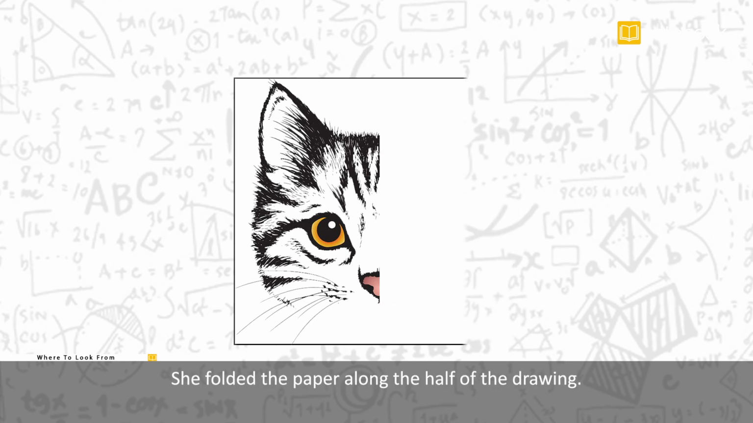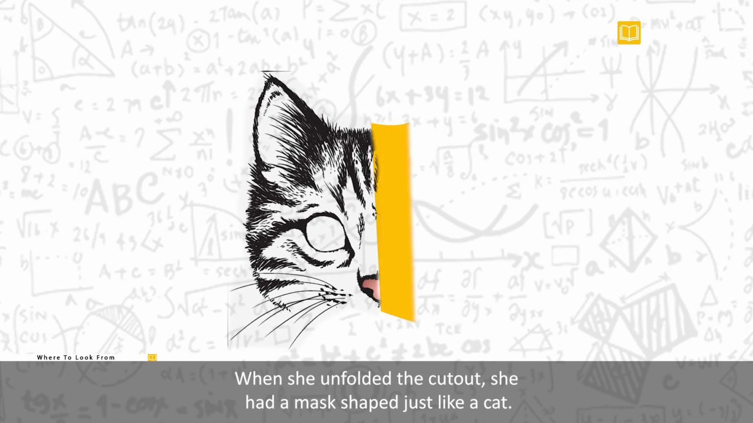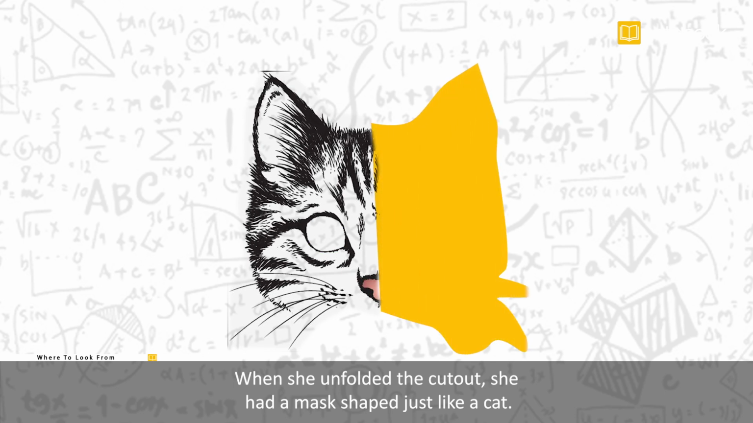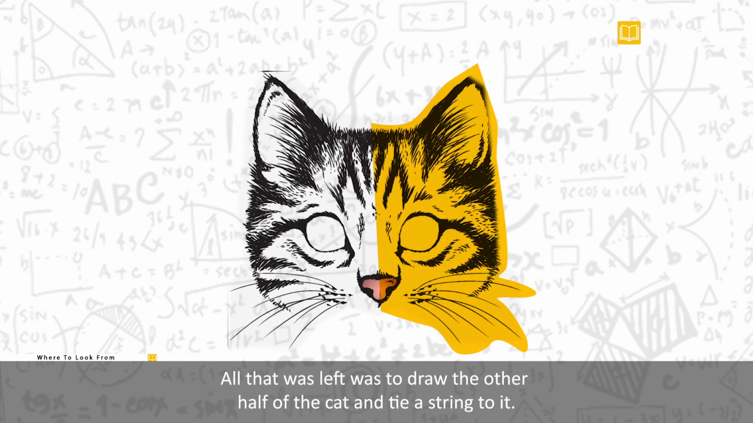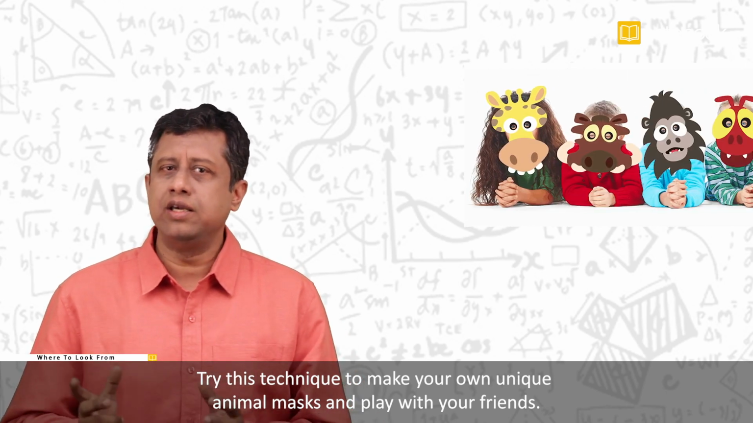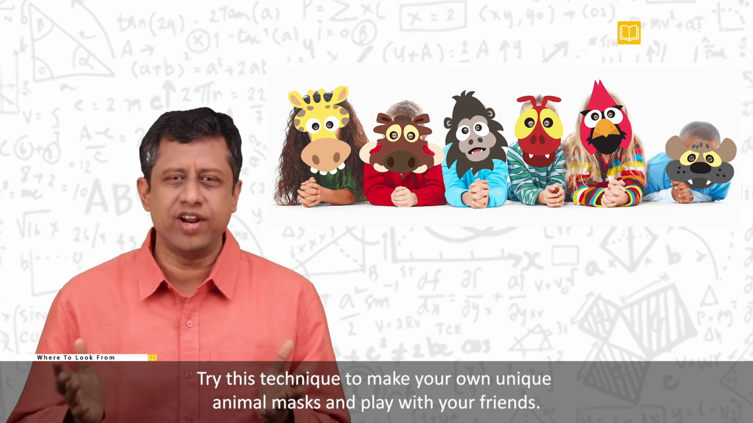She folded the paper along the half of the drawing. She then took a pair of scissors and cut out the figure of the cat. When she unfolded the cutout, she had a mask shaped just like a cat. All that was left was to draw the other half of the cat and tie a string to it. Try this technique to make your own unique animal masks and play with your friends.